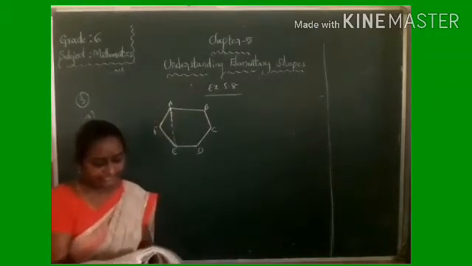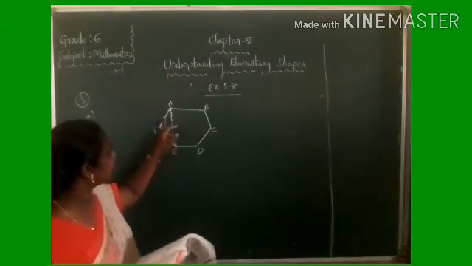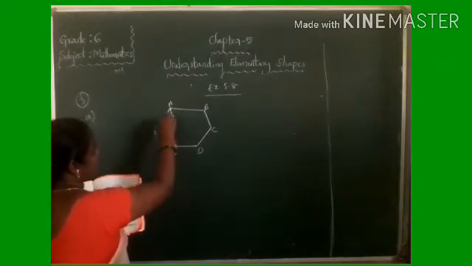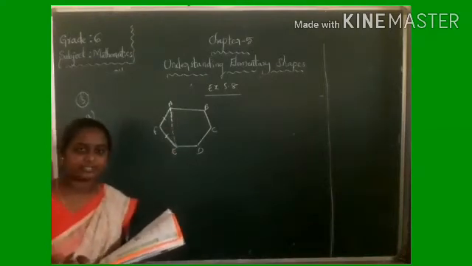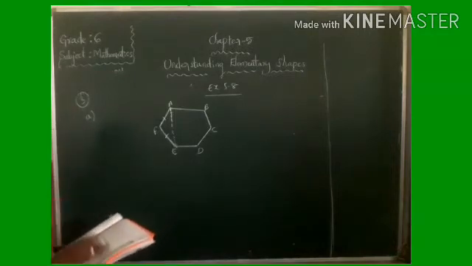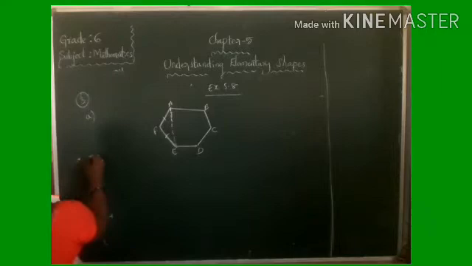Okay. Identify the type of triangle you have drawn. Observe carefully which type of triangle it is. Very good. So these two sides are equal. Such a triangle with two sides equal is called an isosceles triangle. So here you write: it is an isosceles triangle.